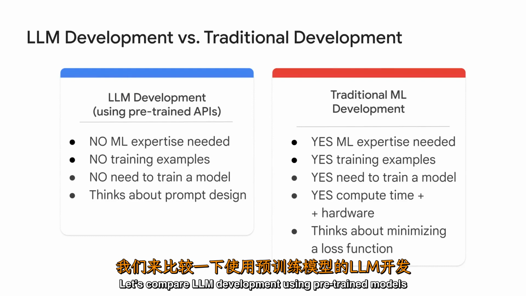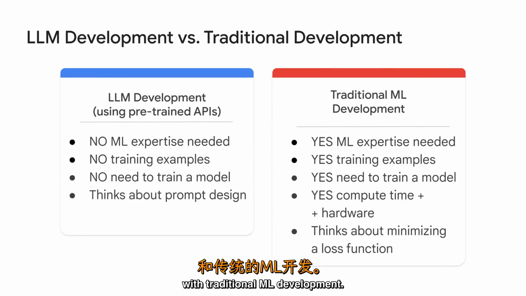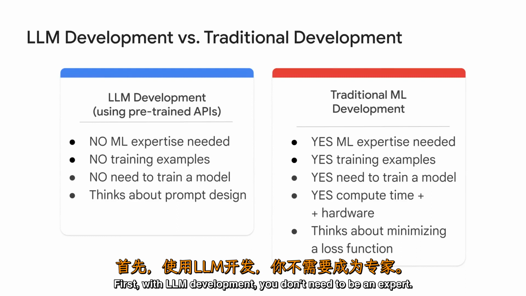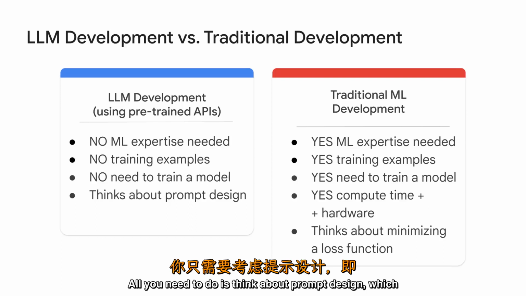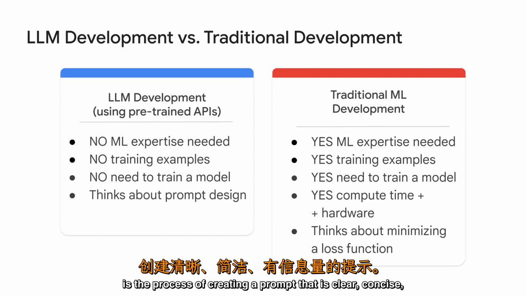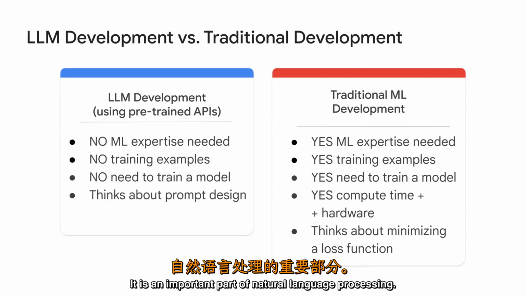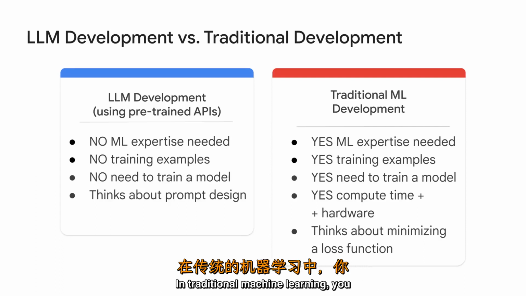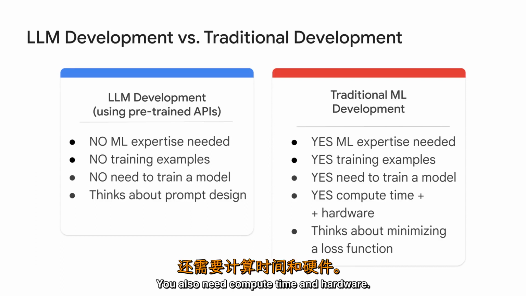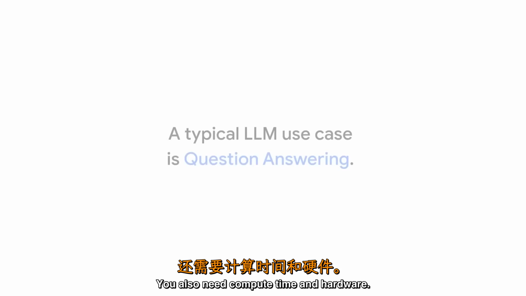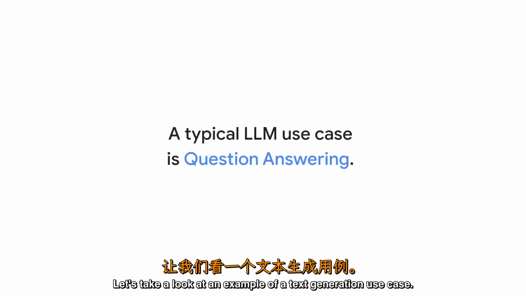Let's compare LLM development using pre-trained models with traditional ML development. First, with LLM development, you don't need to be an expert. You don't need training examples, and there is no need to train a model. All you need to do is think about prompt design, which is the process of creating a prompt that is clear, concise, and informative. It is an important part of natural language processing. In traditional machine learning, you need training examples to train a model. You also need compute time and hardware. Let's take a look at an example of a text generation use case.